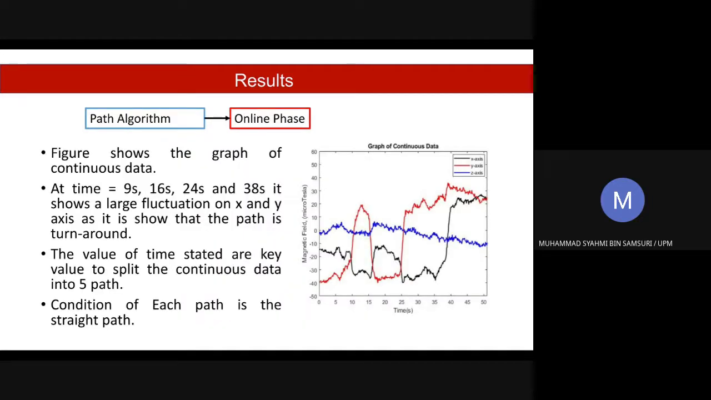Alright, next is the path algorithm for the online phase. The figure shows the graph of the continuous data. The objective for the path algorithm in the online phase is that we need to split the data to form several paths. The figure shows that the graph is continuous data.